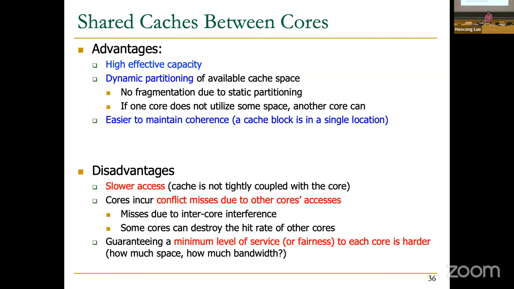And essentially guaranteeing a minimum level of service or fairness to each core becomes harder because of this sharing. How much space do you provide? How much bandwidth do you provide? You need to answer these questions when you're designing the resource.